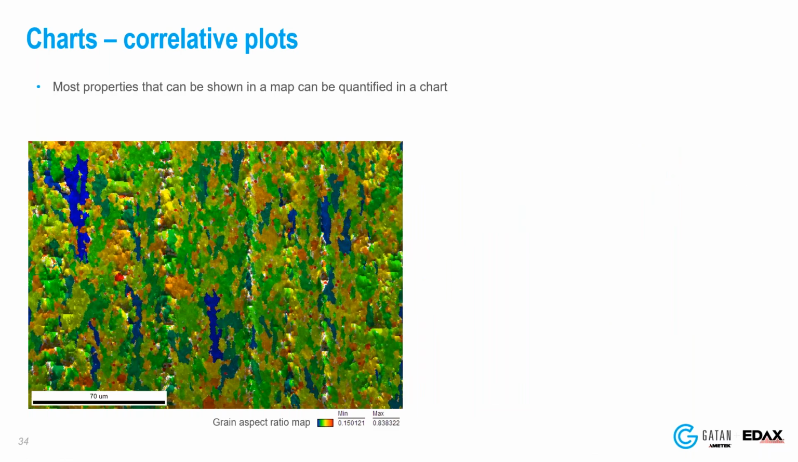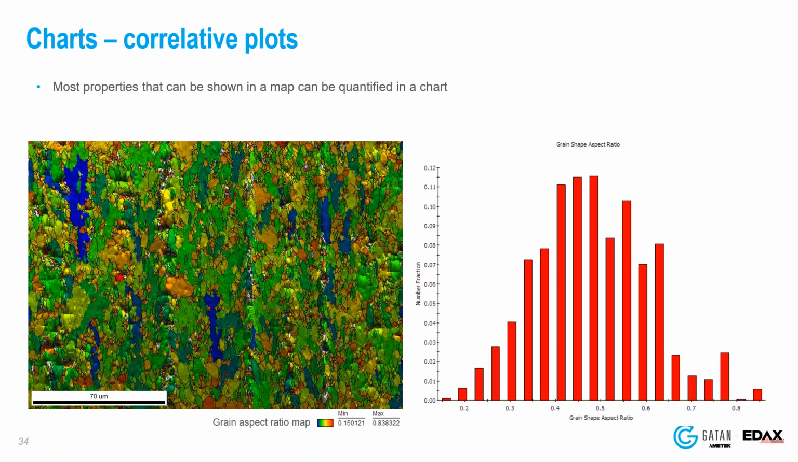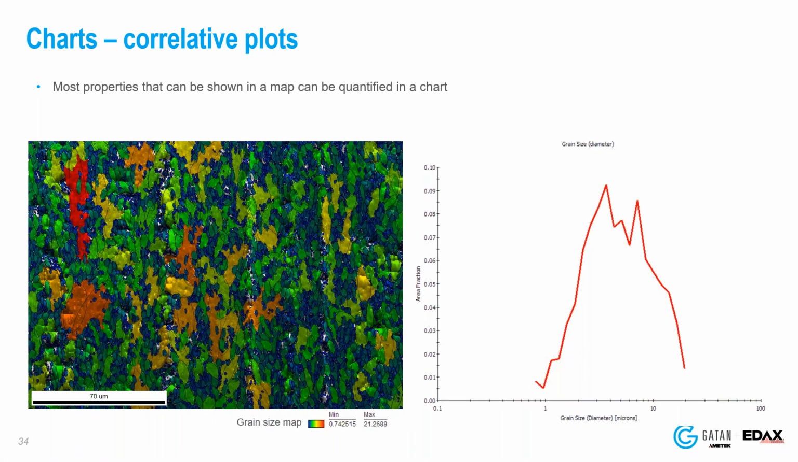Another relatively new function in the software is correlative plots. So when we do that, we can look at a certain property. Here again, I have my ellipses. There's my distribution of the aspect ratio. Most here is about 0.5, so not round, but not extremely elongated. And here's my grain size distribution.